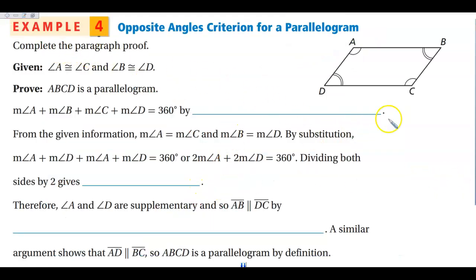We have a paragraph proof this time. We're given angles A and C are congruent, B and D are congruent, and we want to show that our figure is a parallelogram. First things first, I know that all the angles add to 360. This is from section 6.1, that n minus 2 times 180. That is our polygon angle sum theorem.